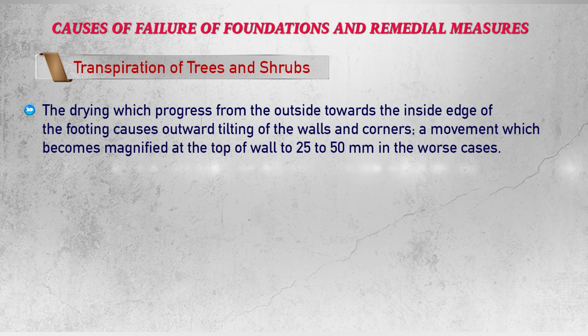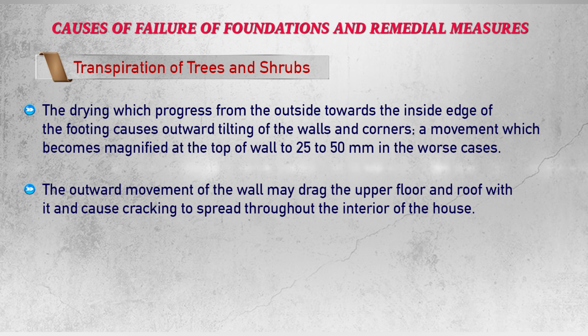The drying, which progresses from the outside towards the inside edge of the footing, causes outward tilting of the walls and corners, a movement which becomes magnified at the top of the wall to 25 to 50 mm in the worst case. The outward movement of the wall may drag the upper floor and roof with it and cause cracking to spread throughout the interior of the house. Trees growing close to a building on shrinkable soil may cause cracks in the wall. So that is a very big problem.